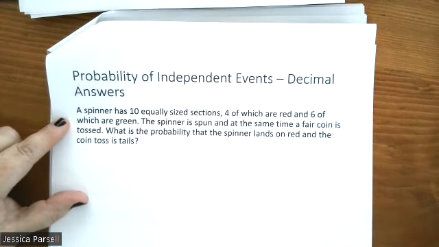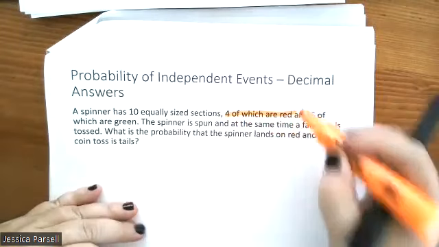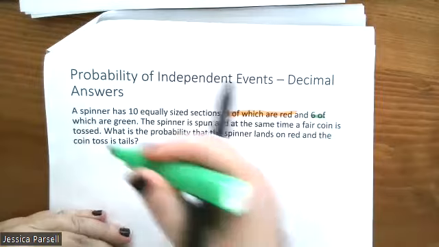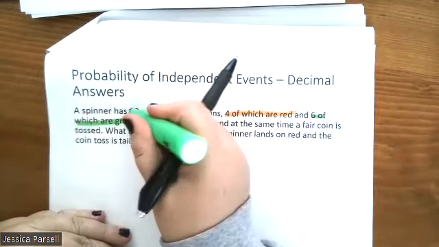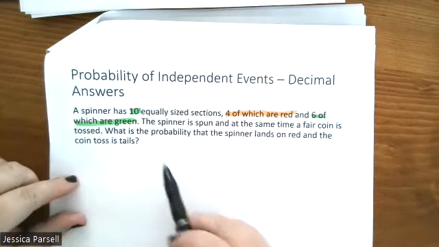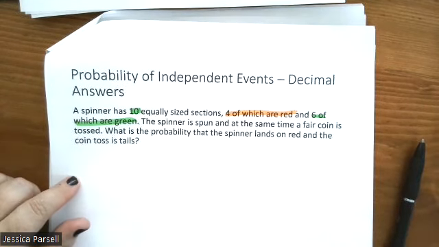So if you're back, a spinner has 10 equally sized sections, 4 of which are red, 6 are green. All right, and 4 plus 6 is 10, so that works out nicely for us. The spinner is spun, and at the same time, a fair coin is tossed. What is the probability that the spinner lands on red and the coin toss is tails?